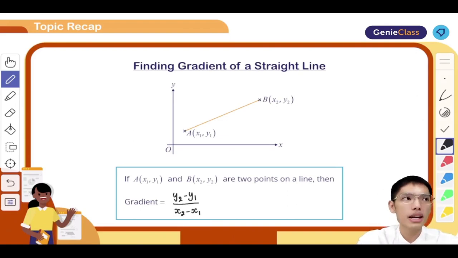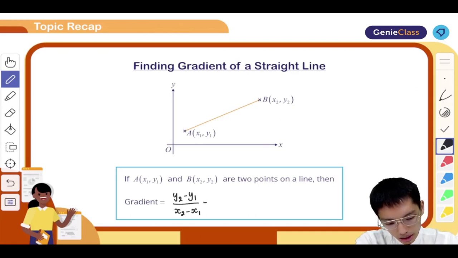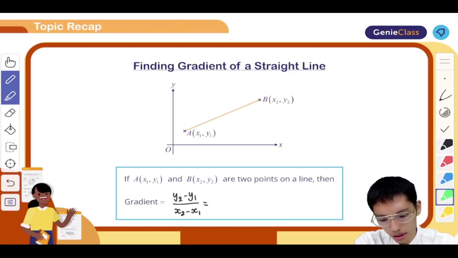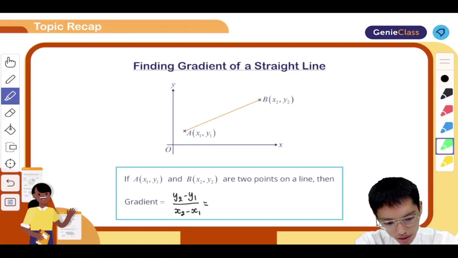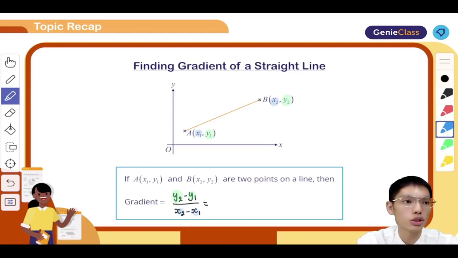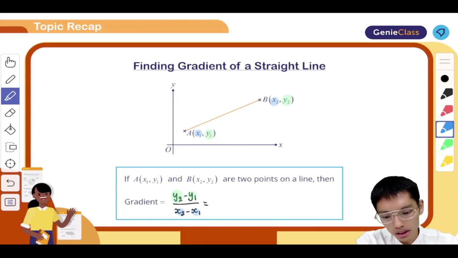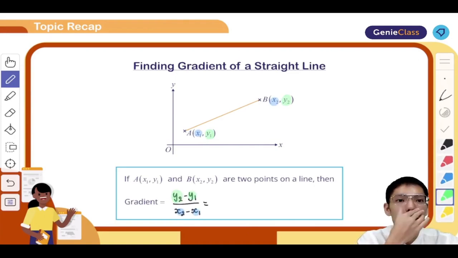Is there another way to write it? Can anybody tell me? Is there another specific way for me to write such a gradient equation? So take note, one way to write it is y2 minus y1 over x2 minus x1, with the y2, y1 on top and the x2, x1 at the bottom. Is there an alternative way for me to write this? Does anybody know? Or anybody want to give it a shot?